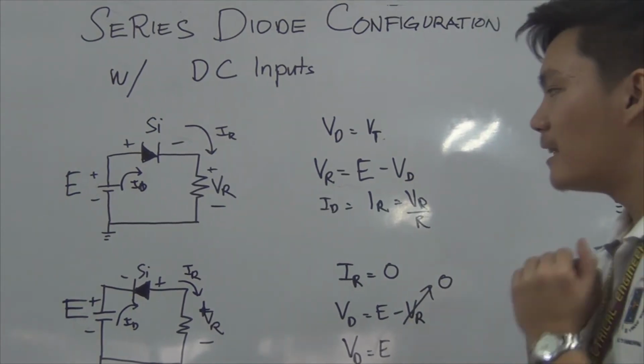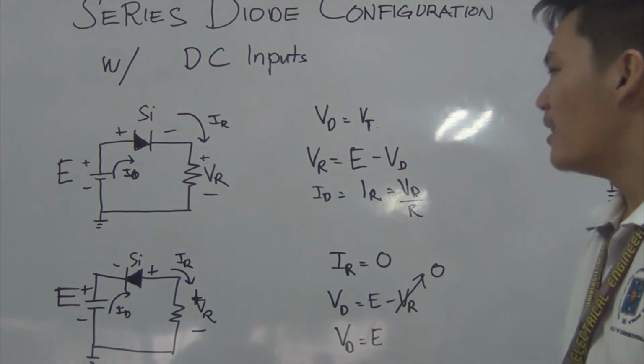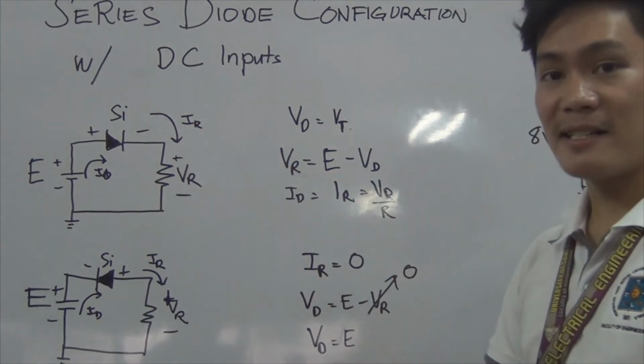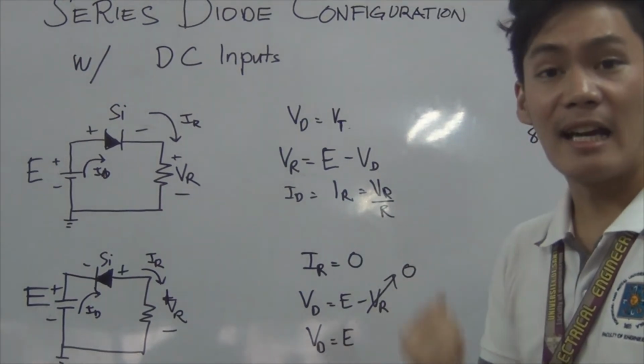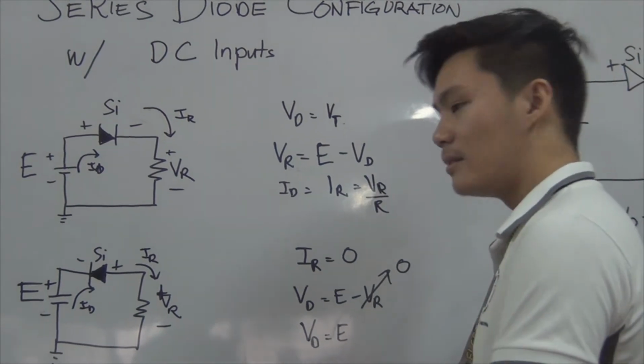And for the current in the diode, the current of the diode is equal to the current of the resistor, since it is in a series circuit.